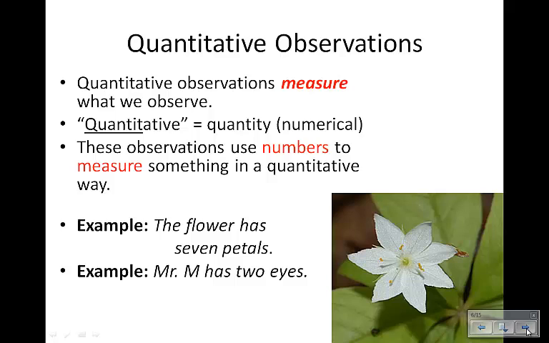Quantitative observations measure what we observe. Quantity is the root of quantitative. These observations use numbers to measure something in a quantitative way. So again, we have the same white flower in the corner of the picture. If you're going to quantify the petals on the flower, you'd say the flower has 7 petals. Mr. M has 2 eyes would be another example of a quantitative observation.